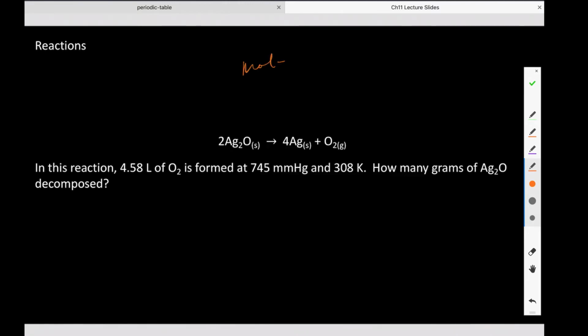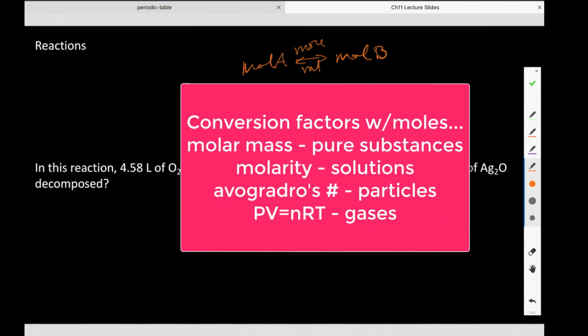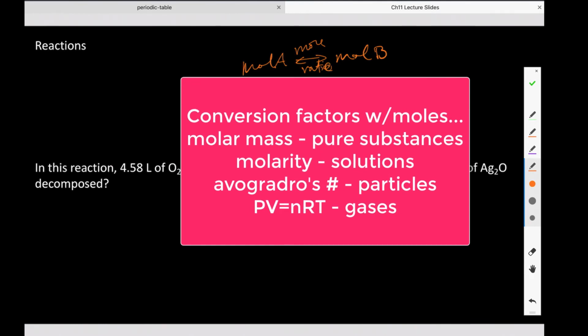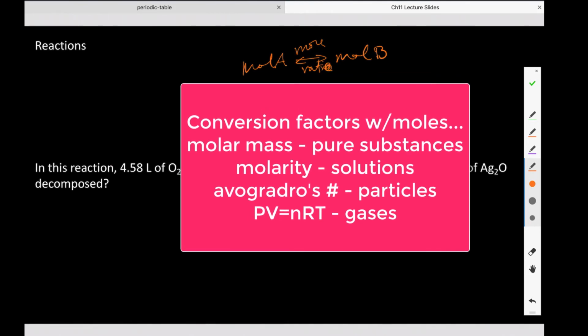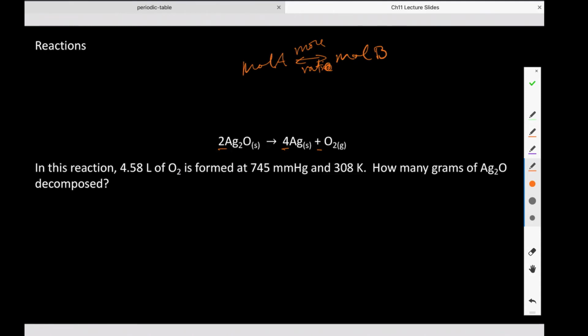anytime we are presented with moles of A, and I want to get to moles of B, what is the only conversion that allows us to convert between substance A and substance B? Right, that would be our mole ratio, which comes from the balanced coefficients from a chemical reaction, right? Which means that when we're reading this problem, it says in this reaction, so it gives you a reaction, which is kind of like a duh clue, right?